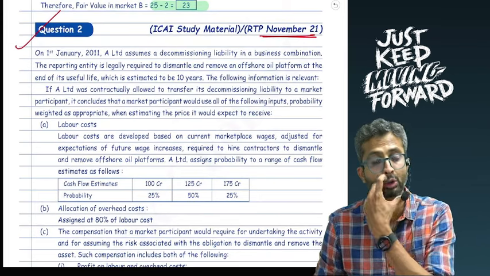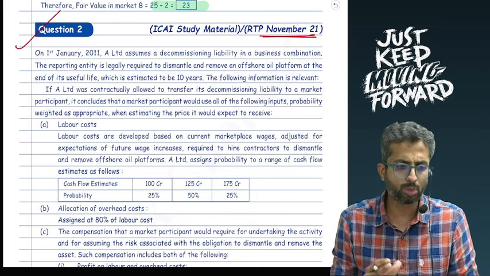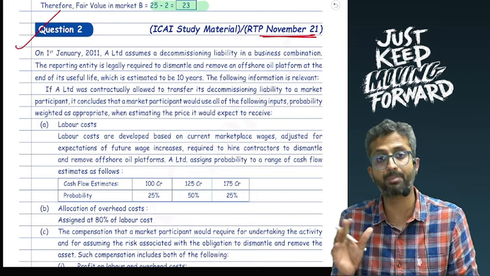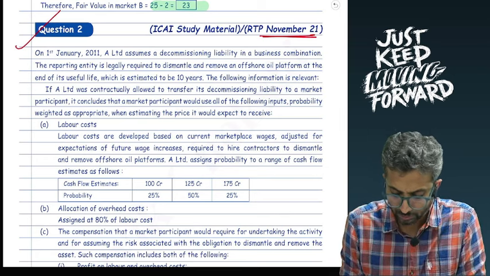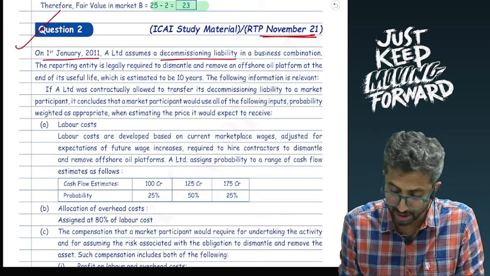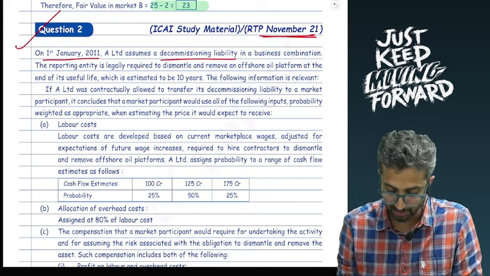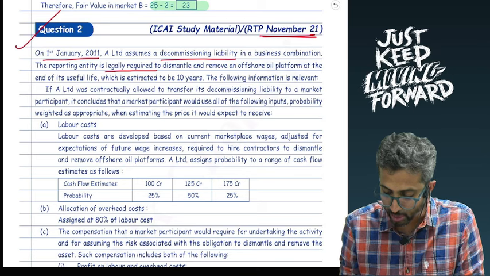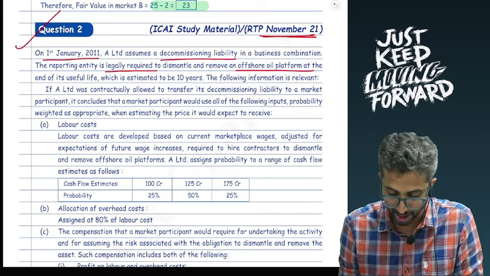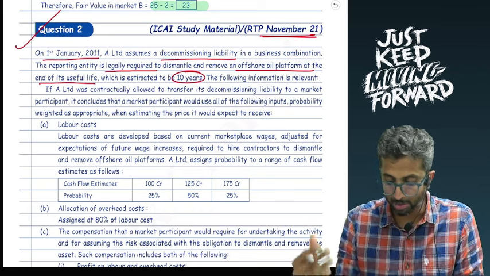which is on fair valuation of decommissioning liability. Now this is a fairly tricky question, and hence we would want to try to do this separately for a better understanding. So on 1st January 2011, A assumes a decommissioning liability in a business combination. So if it is in a business combination, you will have to record it at fair value. The reporting entity is legally required to dismantle and remove an offshore platform at the end of the useful life, which is estimated to be 10 years. So there is an obligation after 10 years.